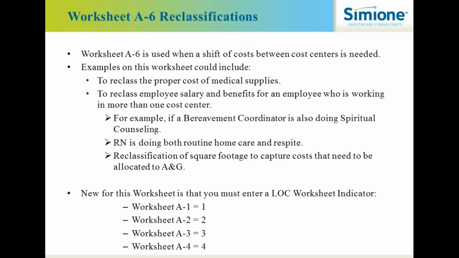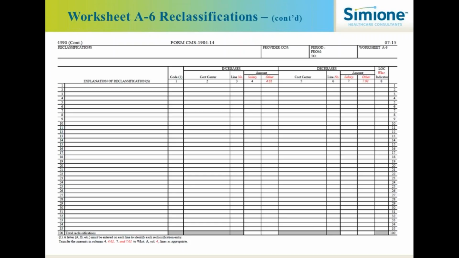We'll talk about worksheet A-6, which is our reclassification. This worksheet is used when a shift of cost between cost centers is needed. Examples would be if you needed to reclass medical supplies or any salaries. One thing new to keep in mind when preparing the cost report this year is that not only do you have to report the line number, but you have to report a worksheet location number. The worksheet location number is to reclassify costs that are going through worksheets A-1 through A-4, and those are distinguished by using codes 1, 2, 3, and 4, as you'll see at the bottom of the slide. So by now we should all be on slide number 59, which shows the actual CMS reclassification form. If you look all the way over to the right, you'll see that new location worksheet indicator column that I just previously talked about.